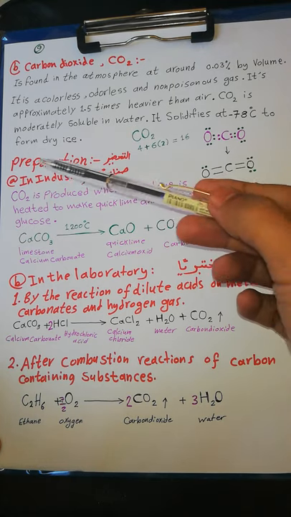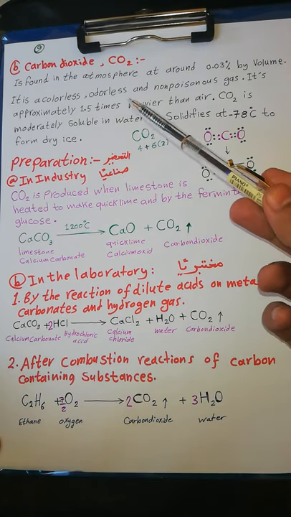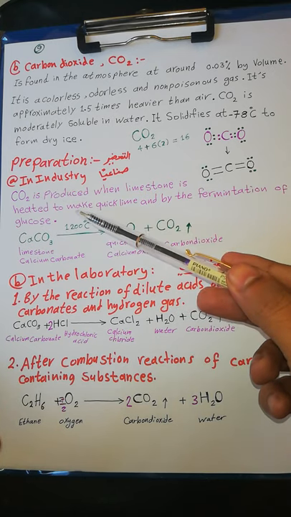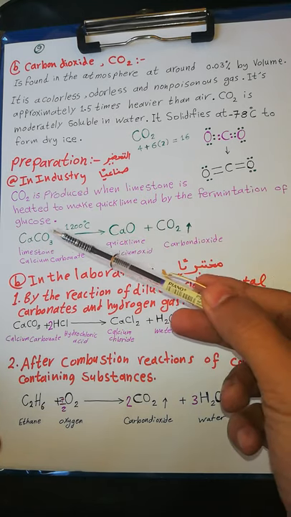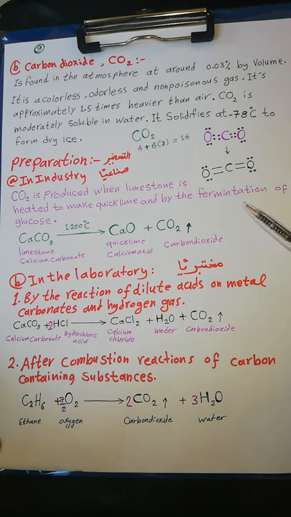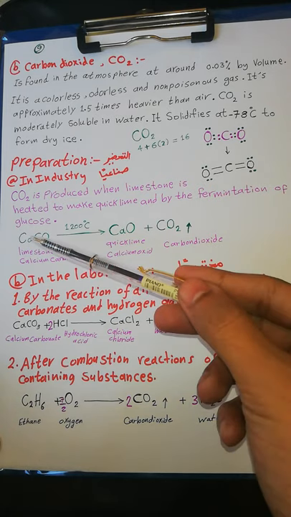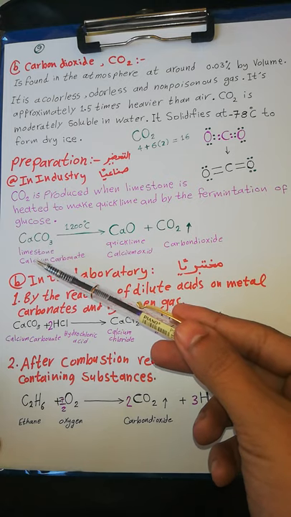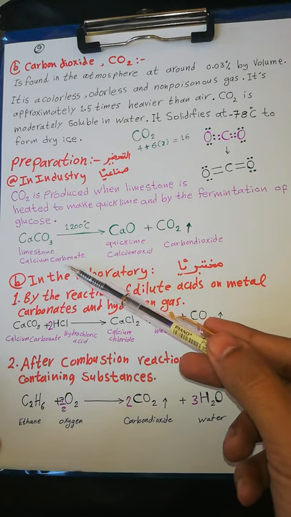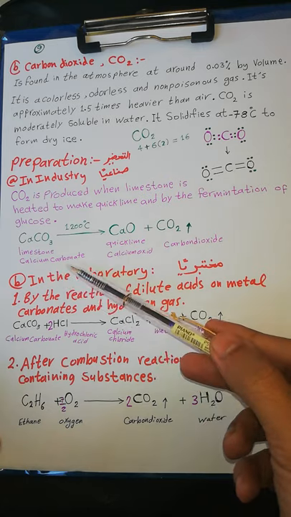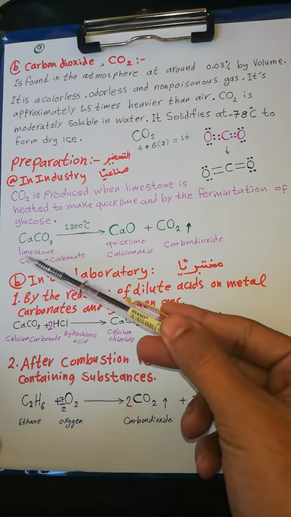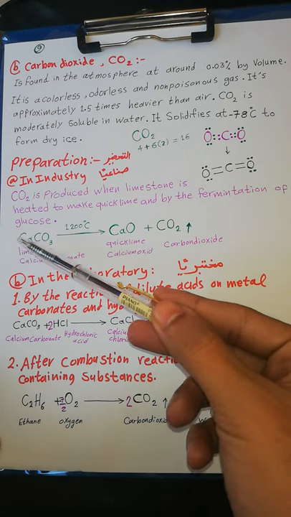So the first way to prepare carbon dioxide in industry: CO2 is produced when limestone is heated to make quick lime and by the fermentation of glucose. The equation is CaCO3, calcium carbonate, which has the common name limestone. The systematic name is calcium carbonate.